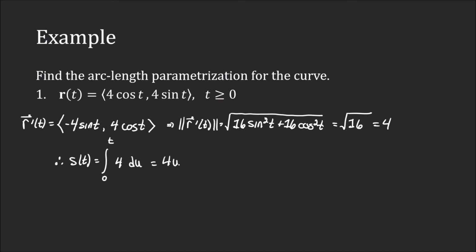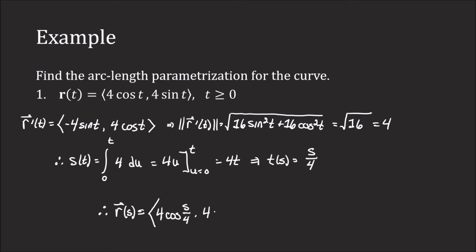So the arc length function is the integral from the starting time 0 to t of 4 du. So it's just 4 u from 0 to t, and it's just 4t. Solving this for t will give us t as a function of s, and it's s over 4. So this s is our arc length parameter. So our arc length parameterization, r of s, would be 4 cosine of s over 4 and 4 sine of s over 4.